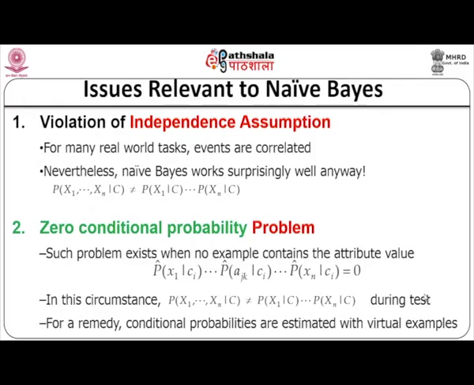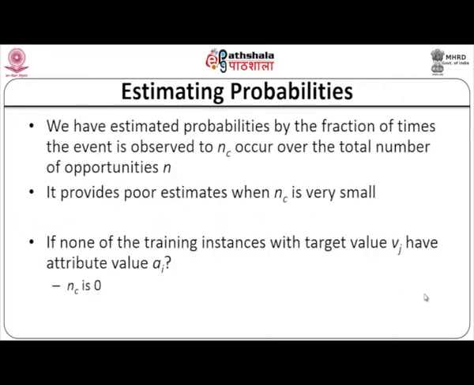Now, the issues relevant to naive Bayes: the violation of the independence assumption. For many real world tasks, events are correlated; nevertheless naive Bayes works. The other problem is the zero conditional probability problem. Such a problem exists when no example contains that particular attribute value. This is a problem because you will get a 0 value and that particular result will be wrong. So, what do you do? You estimate conditional probabilities with virtual examples. We have estimated probabilities by the fraction of times the event occurred, NC, over the total number, N. It provides poor estimates when NC is very small. If none of the training instances with target value Vj have attribute Ai, what happens? You will get that equal to 0.